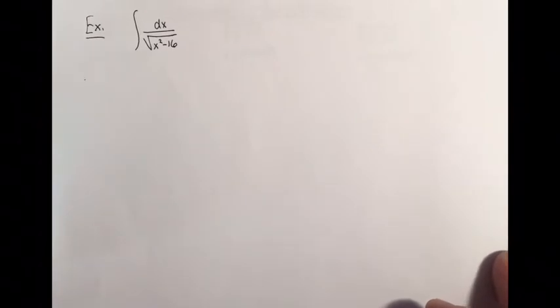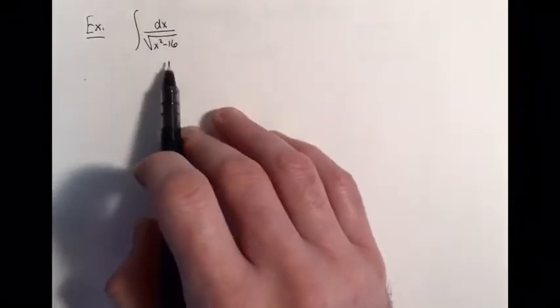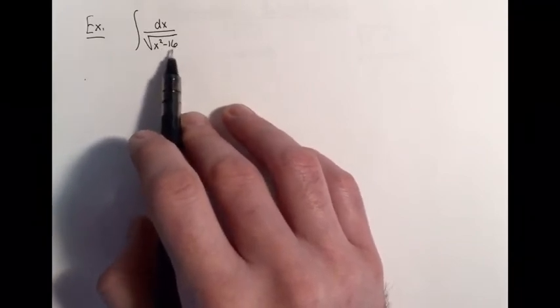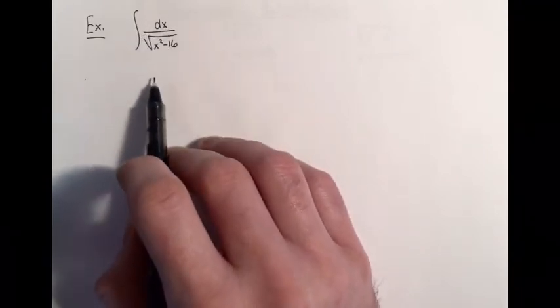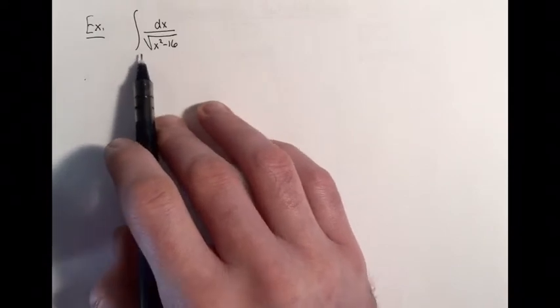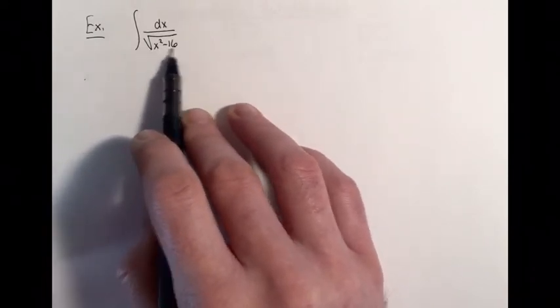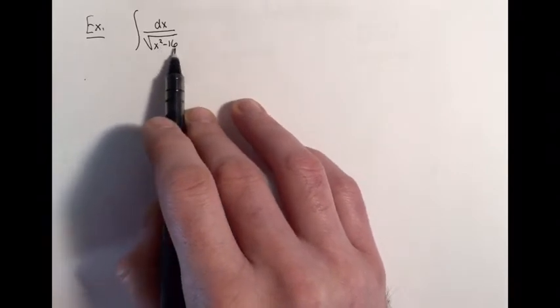Okay, so looking at this integral, you can play around with it for a little bit. You'll notice you can't really simplify it. You can't do an easy sub because if u is equal to x squared minus 16, your differential won't work out. Integration by parts is going to be very messy. And you will recognize that here inside the radical we have x squared minus 16.